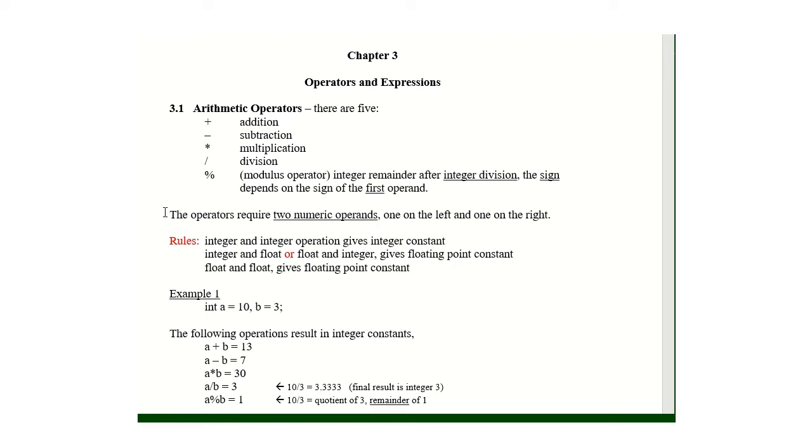These operators require 2 numeric operands, one on the left and one on the right. For example, a plus b, so a and b are the numeric operands. And these are the rules. Integer and integer give integer, float and float give float, but mixed mode, for example, integer float or float integer, will give floating point. For example, a plus b, if a is float, b is integer, the result is going to be float.